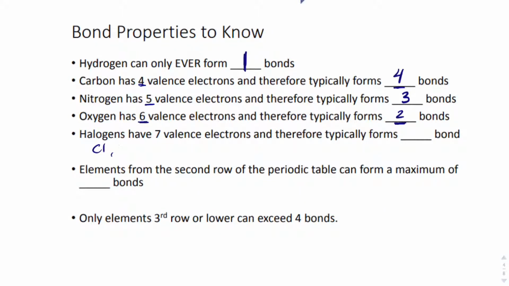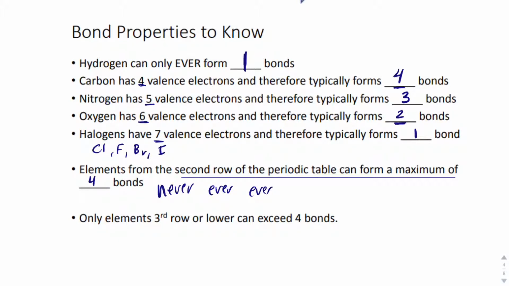Halogens, your chlorines, your fluorines, your bromines, and your iodines, typically form 1 bond because they have 7 valence electrons. Elements in the second row of the periodic table can form a maximum of 4 bonds, never more. Okay, never, ever, ever more. And then only elements in the third row or lower on the periodic table can exceed 4 bonds.